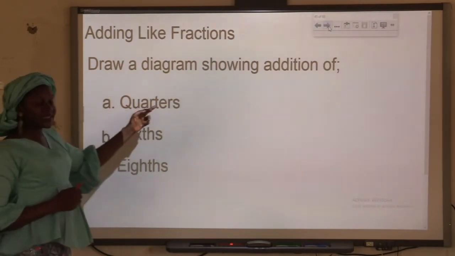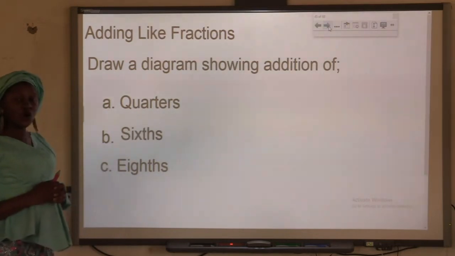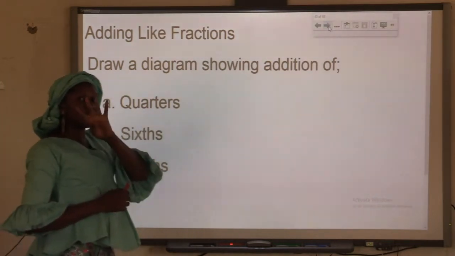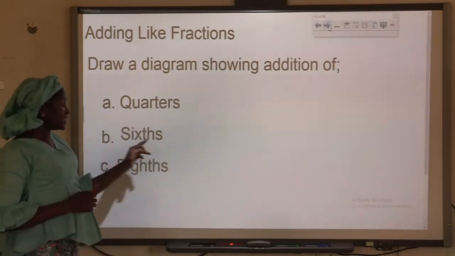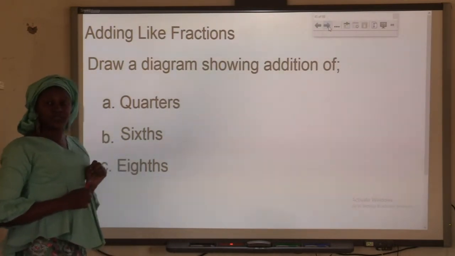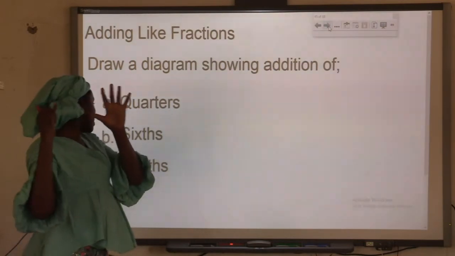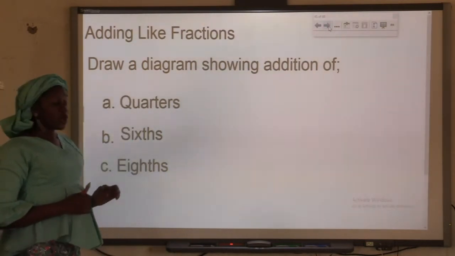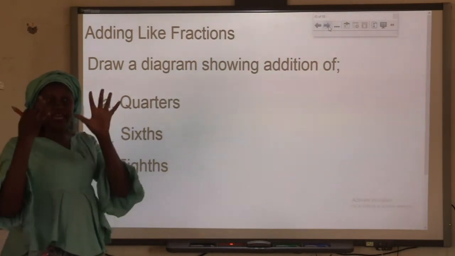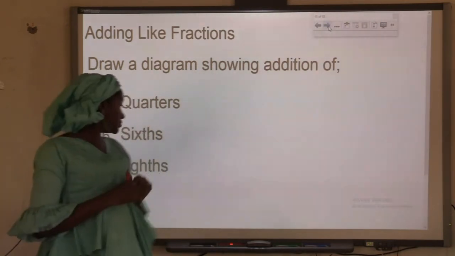So these quarters here for A means a whole should be divided into 4 equal parts. And for B, where we have sixths, a whole should be divided into 6 equal parts. And C, where we have eighths, a whole there should be divided into 8 equal parts.